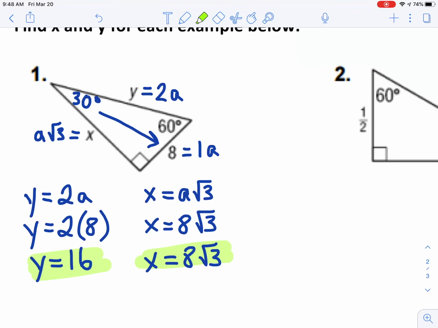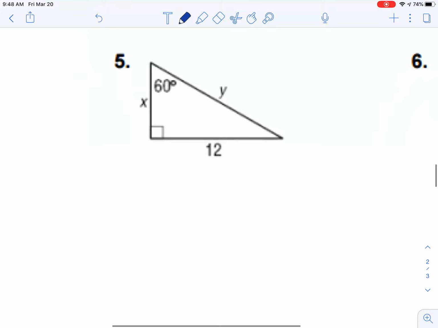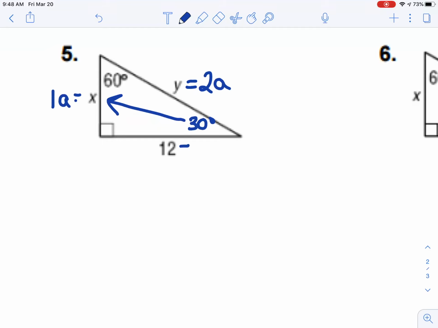Okay, on to a more challenging one. I'm going to jump down to number 5. It's still going to start the same way. Across from the 30-degree angle, I have 1A. The hypotenuse is 2A. And the longer leg is A rad 3. So I'm going to have to start here so that I can solve for A. Let's do it.